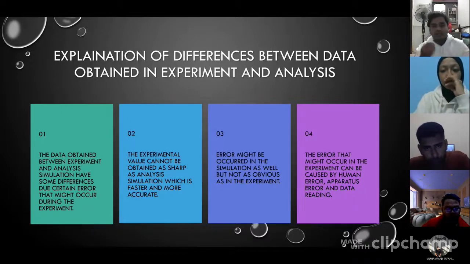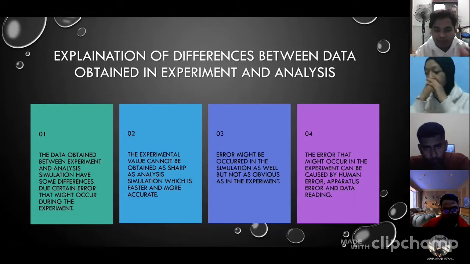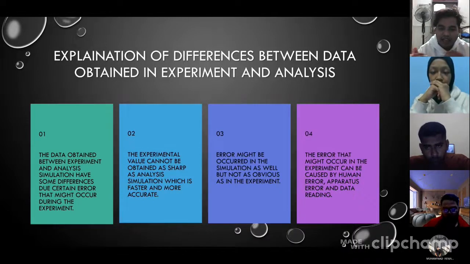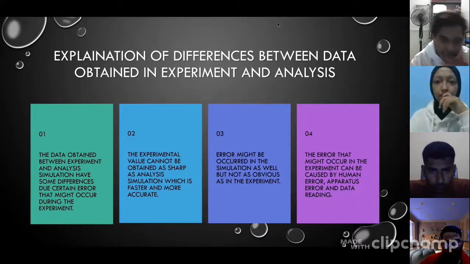So what we try to say here is that the apparatus that we made may have errors, such as the holes being bigger than they are supposed to be, and the distance between each hole may not be equal as what we can set in the analysis. So next slide.